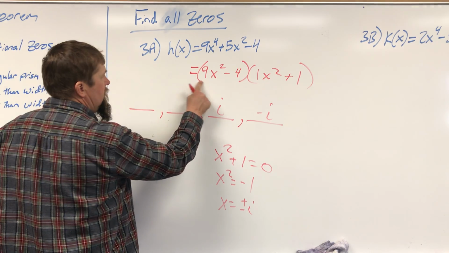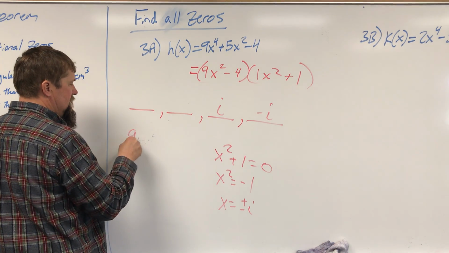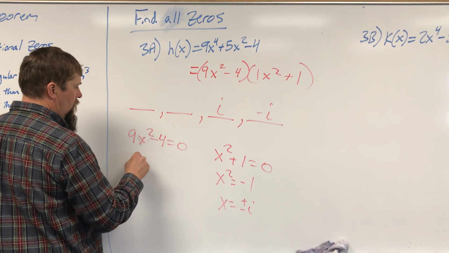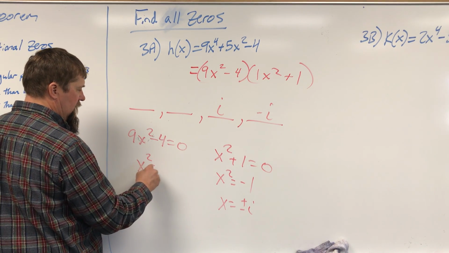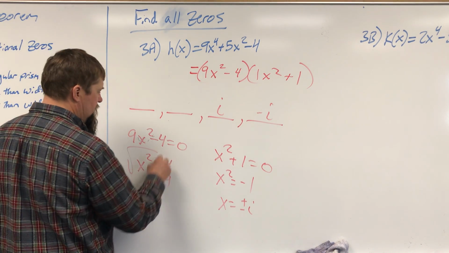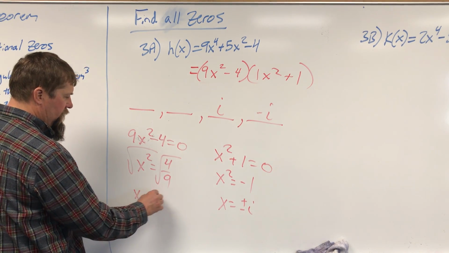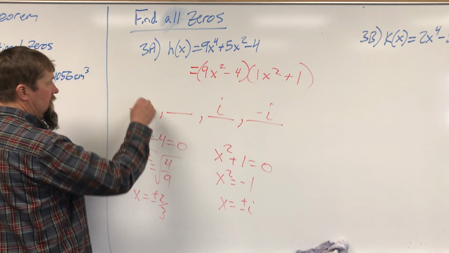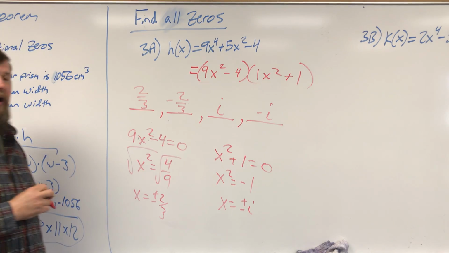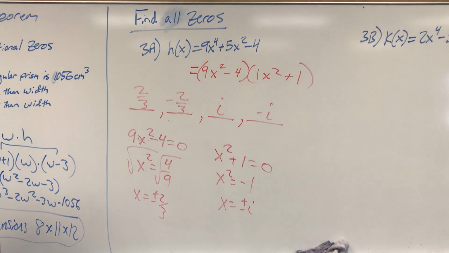The other 2 zeros here are in this one, so I set that equal to 0. Add 4, divide by 9. So x squared is equal to 4/9. Take the square root. x is equal to plus or minus 2/3. So 2/3 and minus 2/3. So there are our 4 zeros.